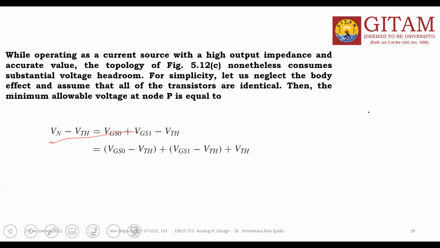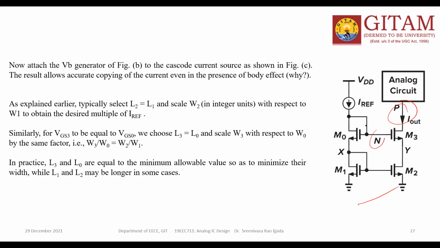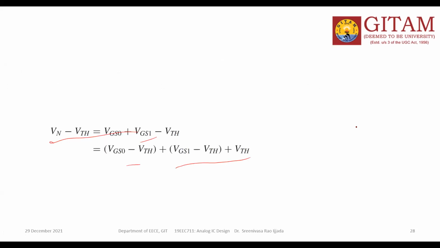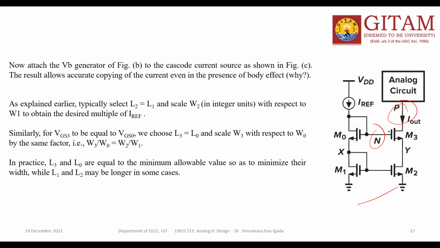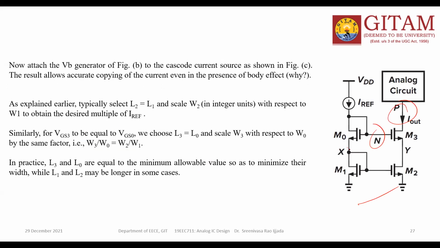So Vn minus Vth is equal to VGS0 plus VGS1 minus Vth. VGS0 minus Vth and VGS1 is what you can write here. What is Vn? This is Vn, minus Vth. Vth is equal to VGS0 plus VGS1. VGS0 is this much, VGS1 is this much, this plus this total.